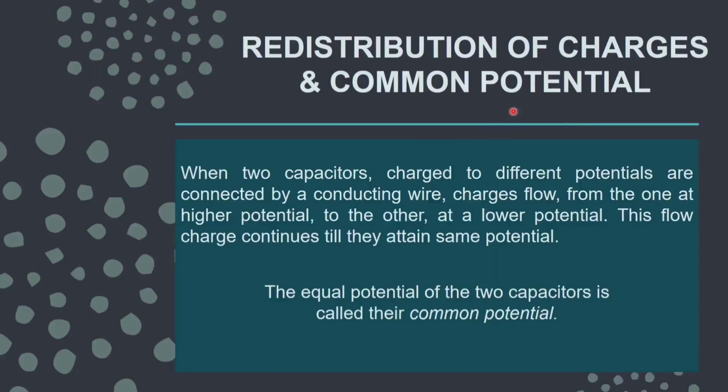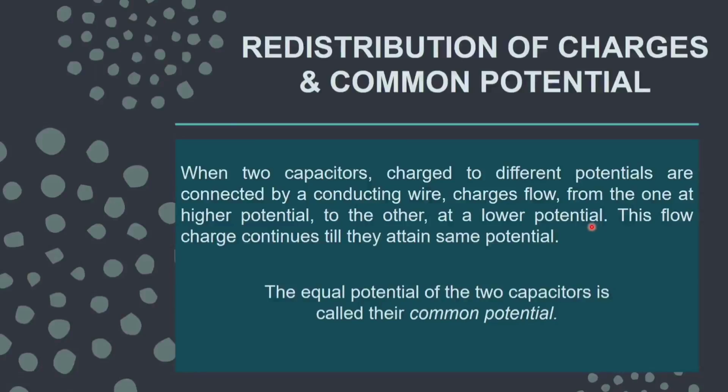Now what I am saying is, if I have two capacitors which are charged to different potentials, with capacitances C1 and C2, and they are connected with a conducting wire. Whenever you connect two capacitors, charge will always flow from the one at higher potential to the one at lower potential. This is just like water. Water flows from a higher level to a lower level. Similarly, charge always flows from a body at higher potential to a body at lower potential.